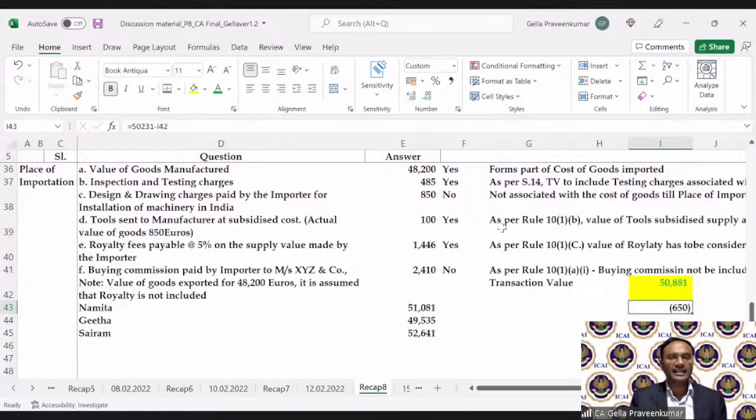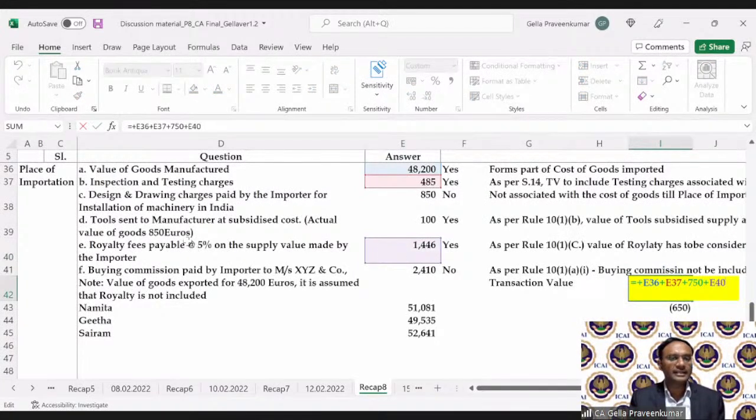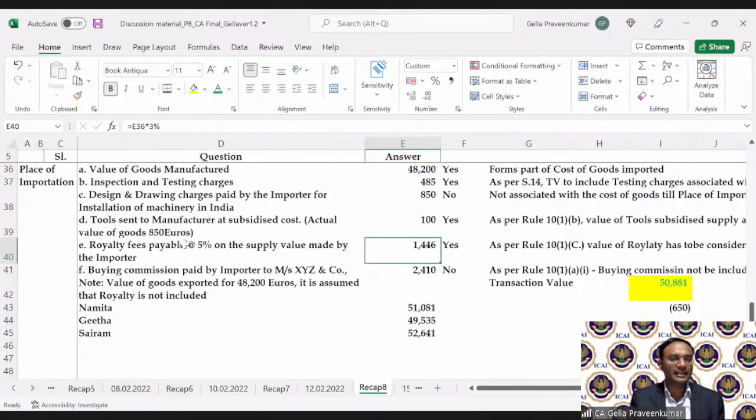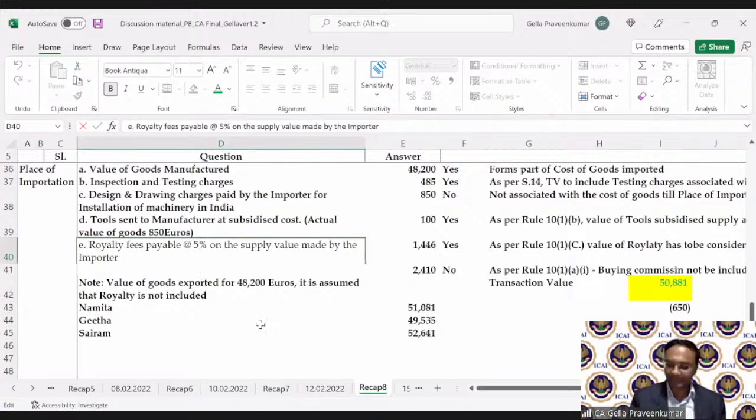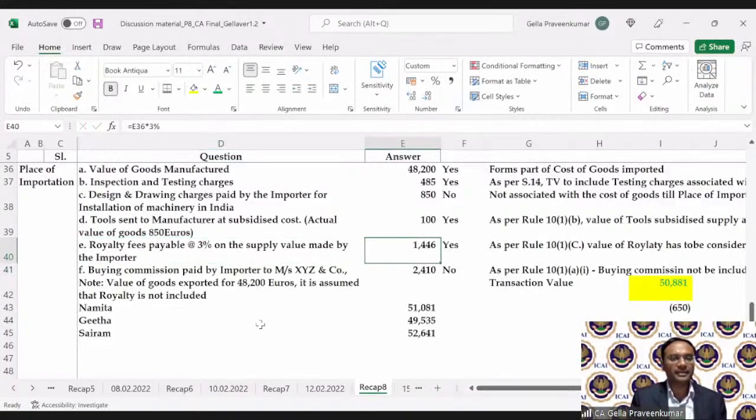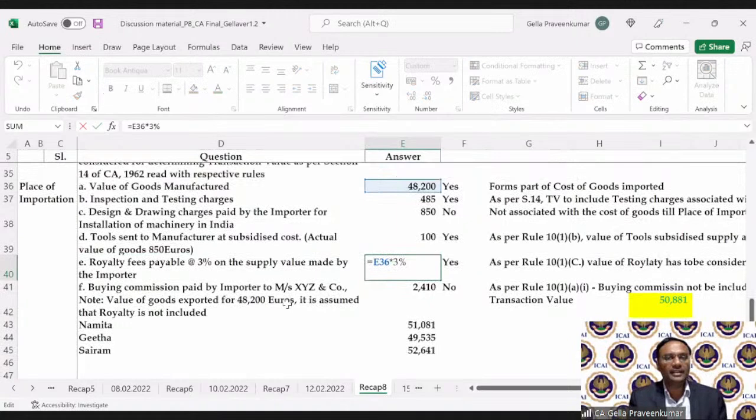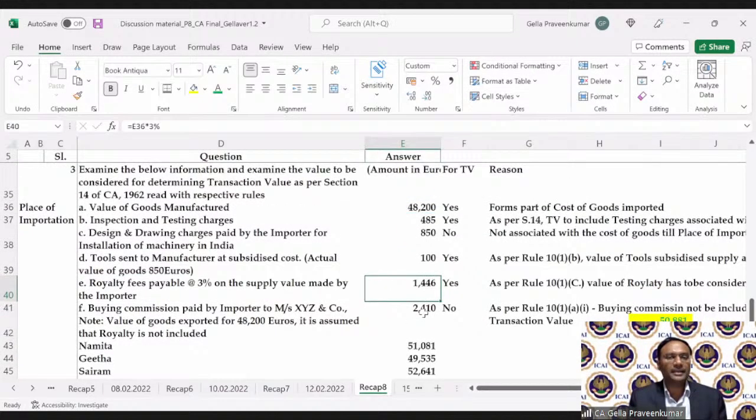Okay. There is a small correction, Namita. Your point is valid. Namita is asking, sir, in royalty, we should add 5%, 1446. So why 1446 as a whole? Let me do a small correction. It should be 3%. By mistake, I've said 5%. Now, what they have given on 48,200, 3% is what they have derived as per the agreement.